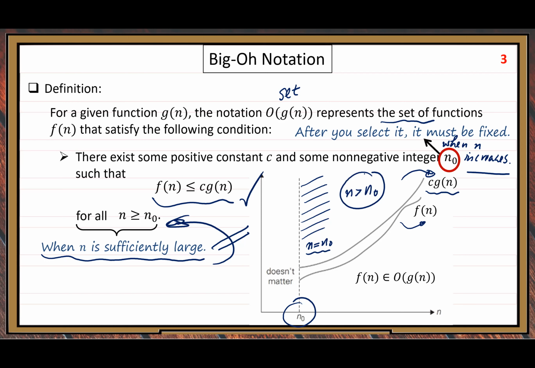And how about the left-hand side? It doesn't matter. Look at the left-hand side, which one is larger? It does not matter. For this big O notation, the behavior on the left-hand side of this vertical line is not important. Why is that?